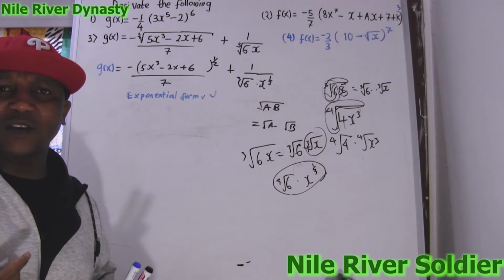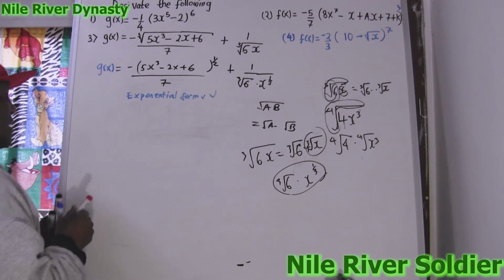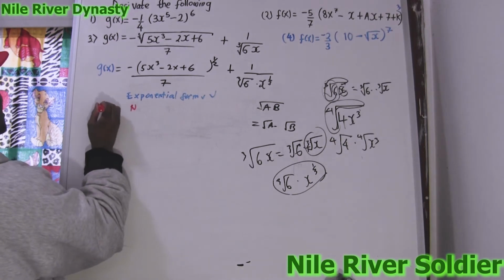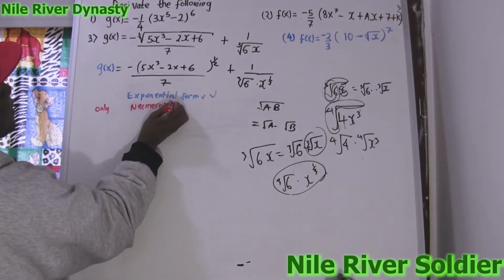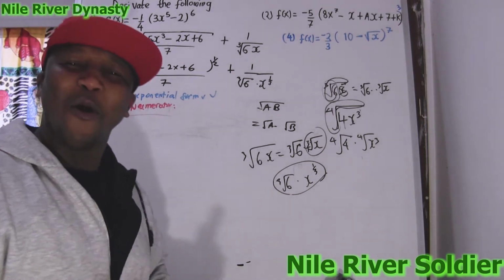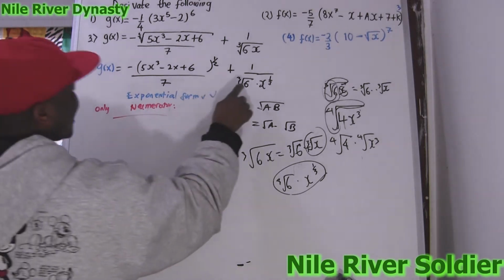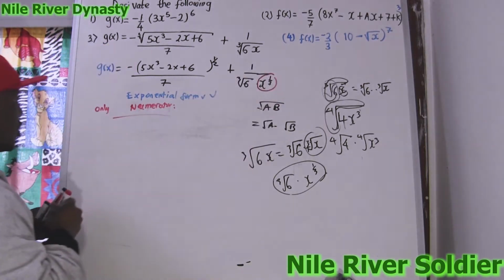Now, what is next? The next thing we're going to do, if I'm done with exponential form, everything must go to the numerator. Only numerator. So what we'll do, see this one here? This must go to the numerator. Okay, so let's take the numerator.